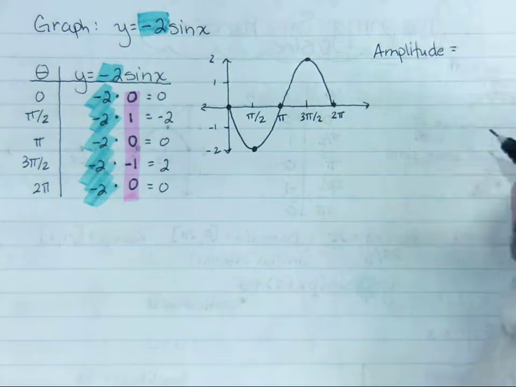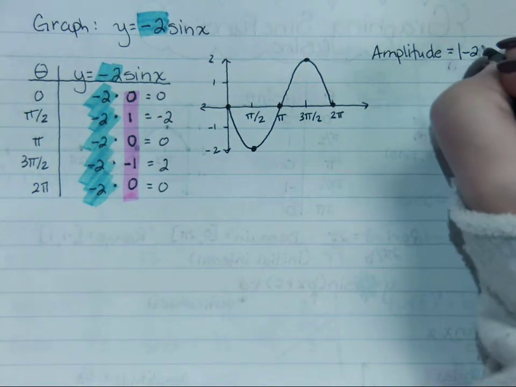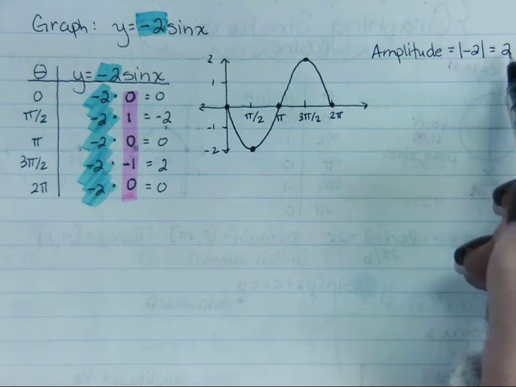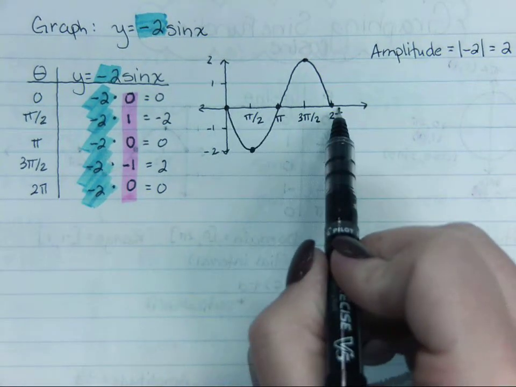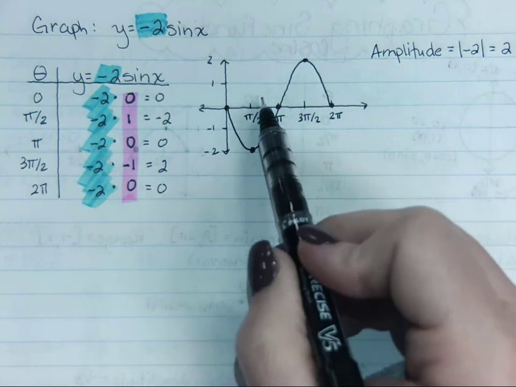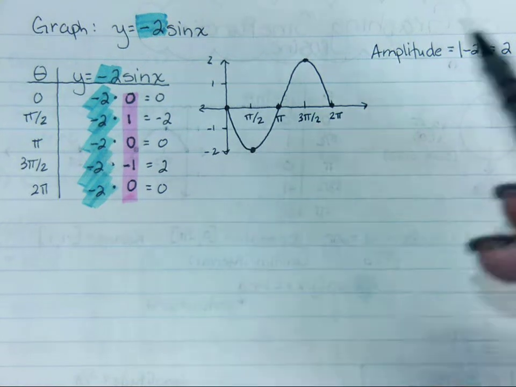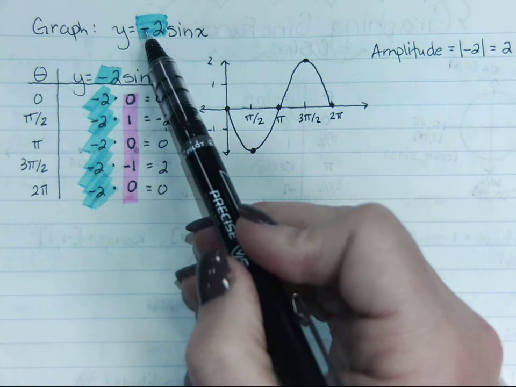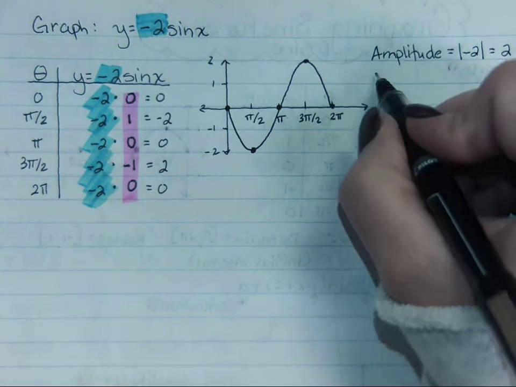When we talk about the amplitude, the amplitude is always the absolute value of A. Whatever that number is, we want the absolute value of it, because it is supposed to just tell us the distance from this horizontal line to a max, or the distance to a min. And distance is always positive. So be very careful that you don't attach the negative when you're talking about amplitude.